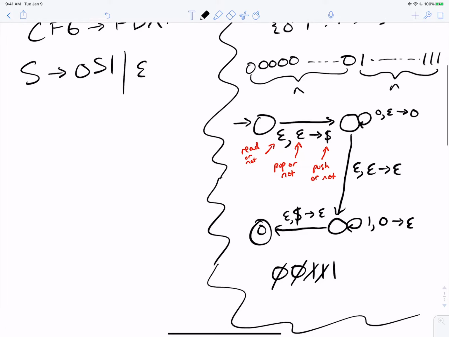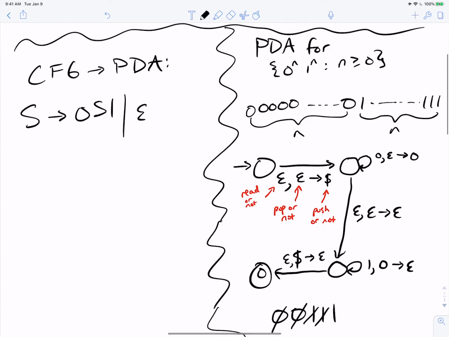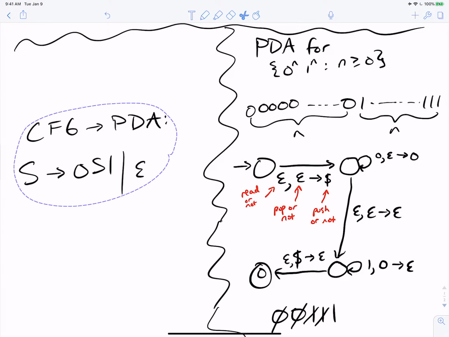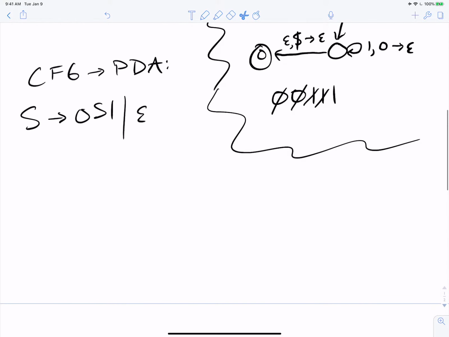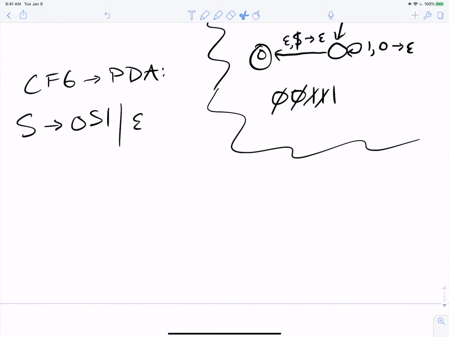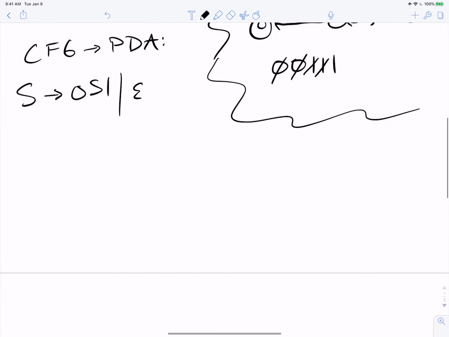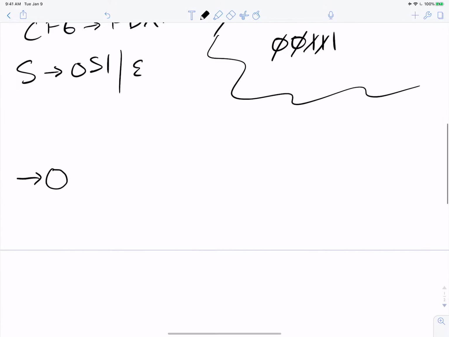The dollar sign. So let's make a PDA for this. I'm going to move it down here so that we have some more room. So we're going to have a state right here. We always need a start state. And the first order of business, of course, is to put that bottom of stack marker, the dollar sign. So let's do that in the same way. We're not reading anything, we're not popping anything, and we're pushing a dollar sign on the stack.